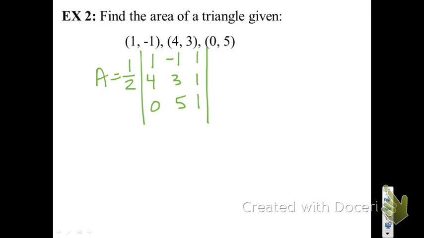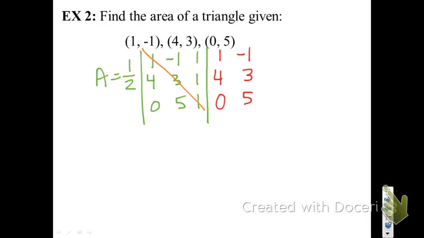Then to do this, remember that we have to rewrite those first 2 columns next to the 3 by 3. And then we will use the diagonal method. There's another method that you can use to solve the determinant. It's called expansion by minors. I can teach that to you if you'd like. You'll have to see me during extra time to learn how to do that.